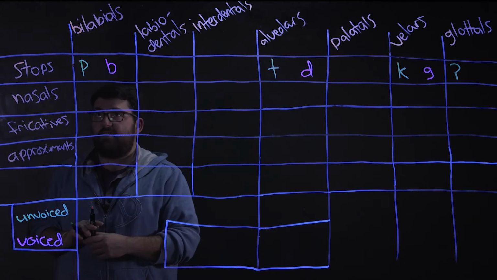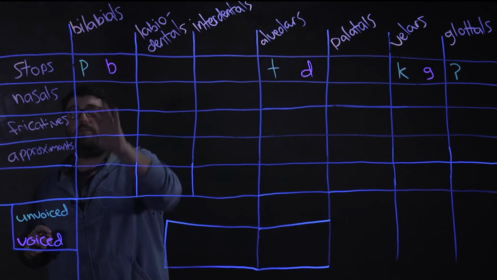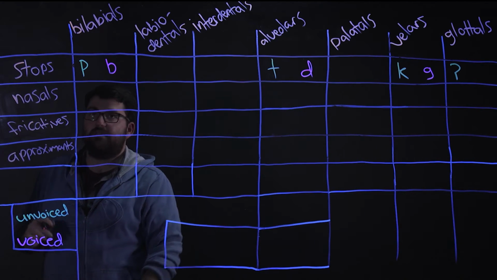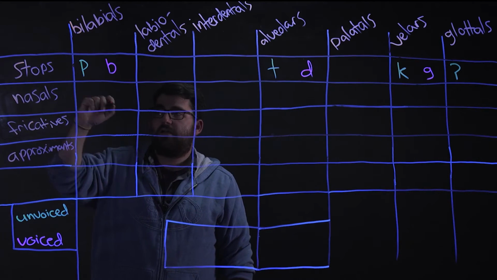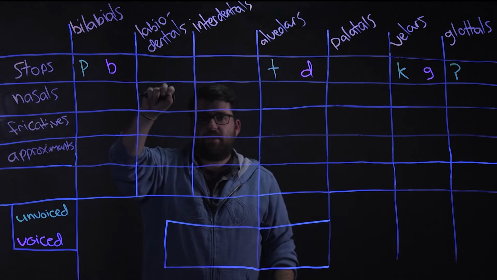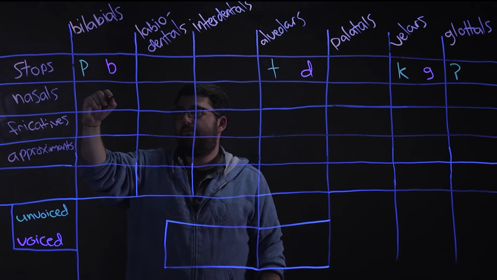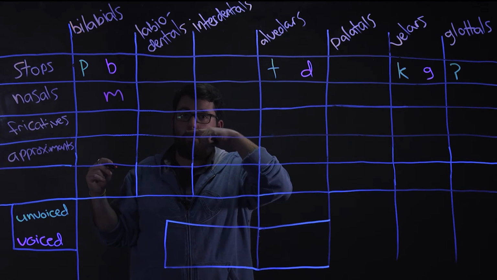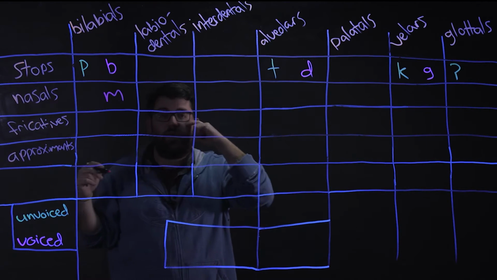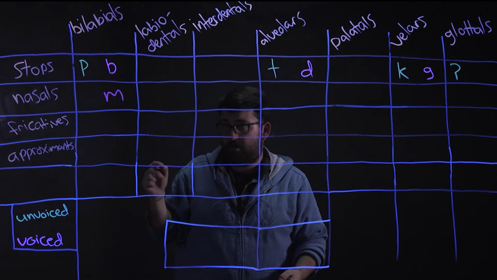So from there now, if we look at the nasals, bilabials, bilabial nasal is going to be your M. So again, there's no air coming out the mouth when you make an M sound, but it is coming out your nose. And you can do that by sticking your finger under your nose. And when you make an M sound, you should feel air coming out there.